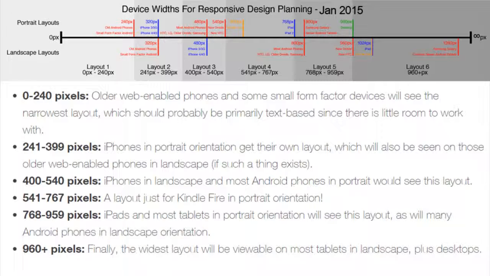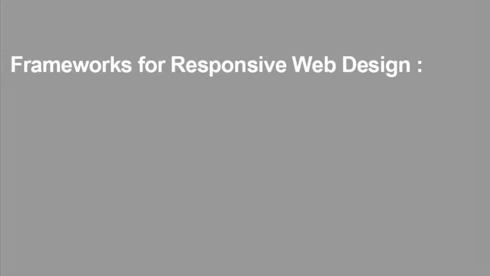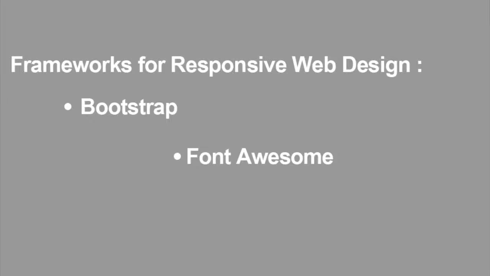Apart from using CSS media queries, we can use a few frameworks which make our page responsive by using a few classes and ways to design our HTML elements. Frameworks like Bootstrap, Font Awesome, and others. There are many more, but these are the ones which I use frequently for building mobile web applications.